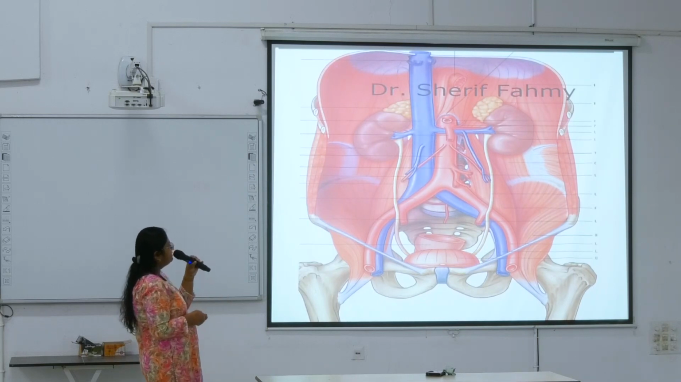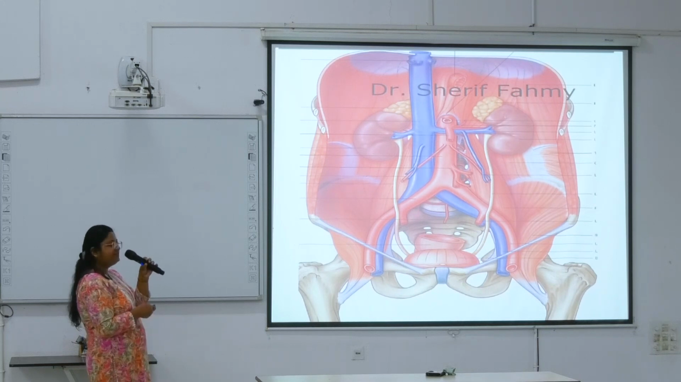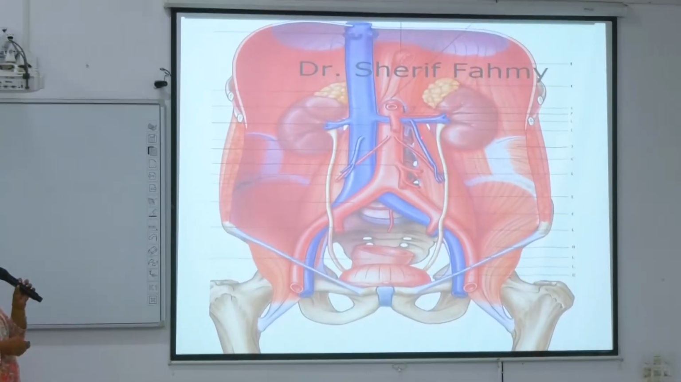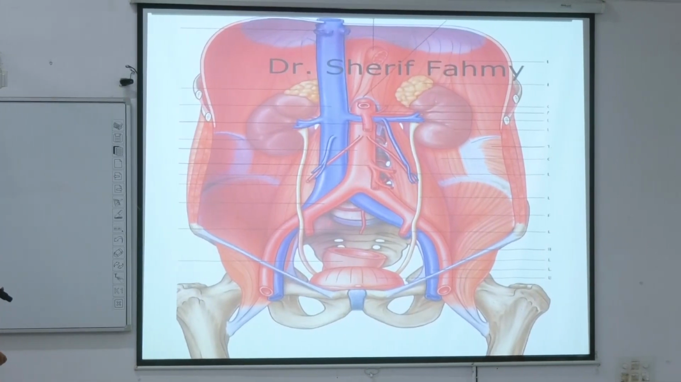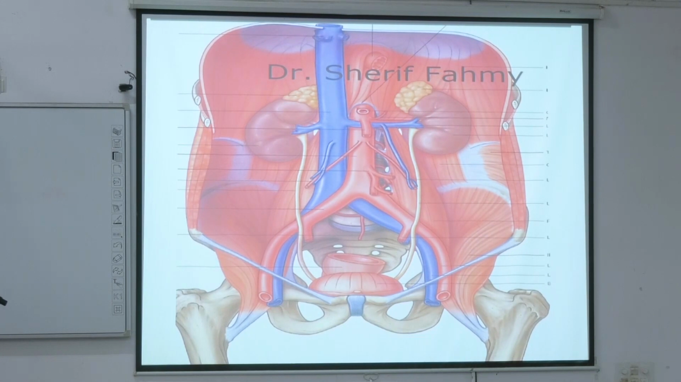Here also you can see the different relations. Always remember the inferior vena cava is to the right and the abdominal aorta is to the left. That's why the length of the renal artery varies. The length of the left renal artery is less and the length of the right renal artery is more because it has to cross the inferior vena cava.